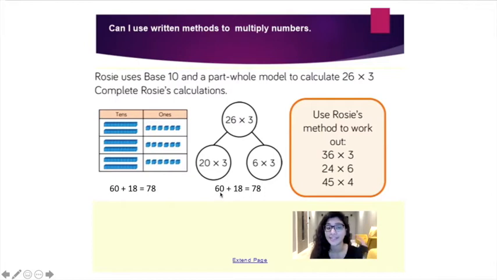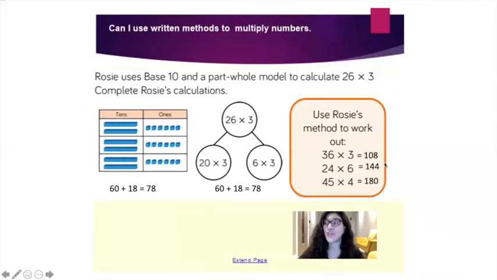So you do the same as the base 10. You add them together to get your answer. And it should be the same as the answer for base 10, which is 78. So now we're going to use Rosie's method to work out 36 times 3, 24 times 6, and 45 times 4. What I would really love to see on Tapestry is you using both of those methods to show me how you got those answers.